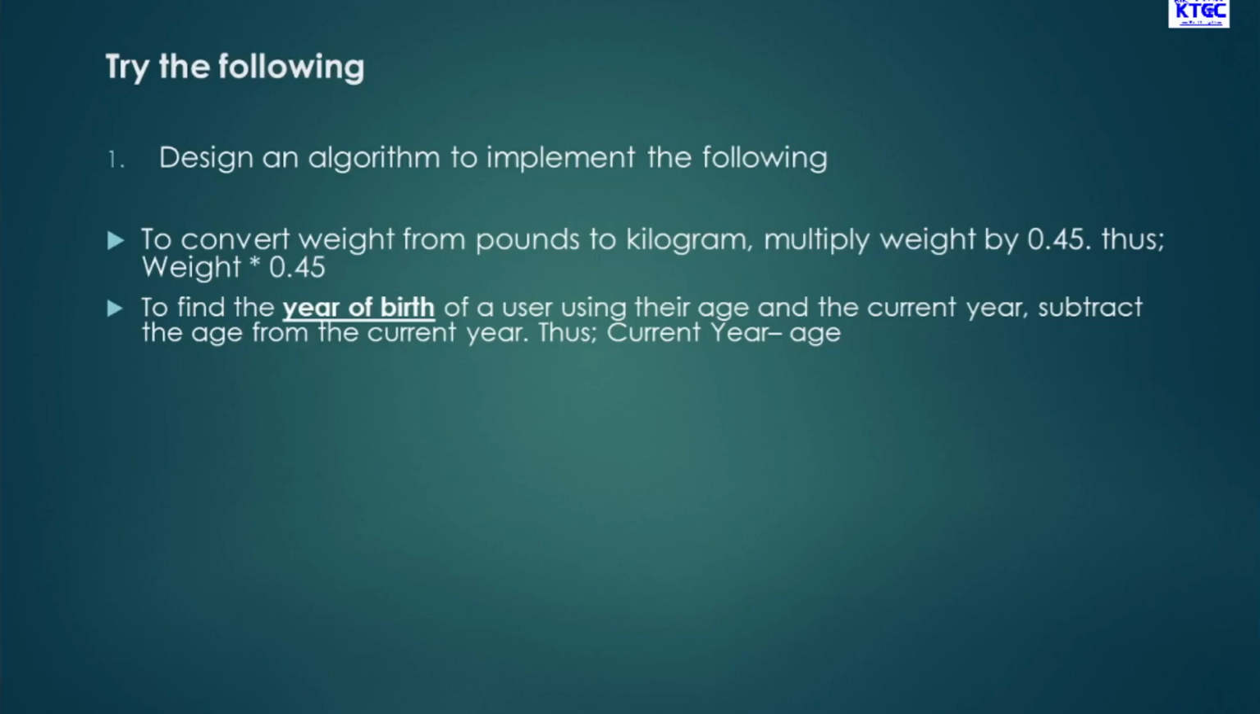To find the year of birth of a user using their age and then the current year, we subtract the age. What is your age? 45. From what? The current year. So if it's 45, 45 minus what? 2021. And that gives us what? We subtract the age from the current year, right? If your age is 45, we subtract 45 from 2021, and that gives us what? Your year of birth. So we have to write an algorithm to implement these 2 problems. So basically, that is what we have to try.